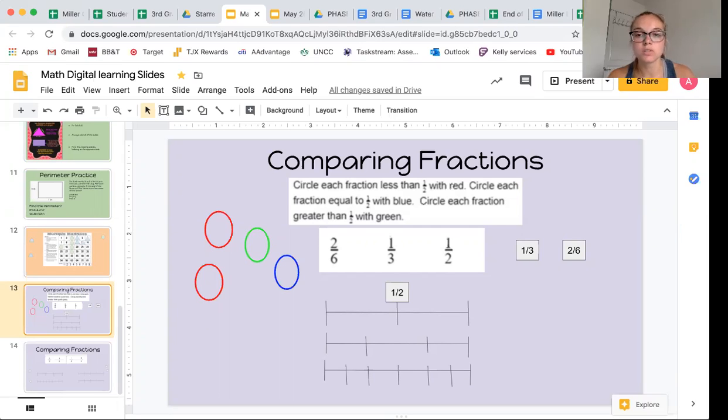So for this first one, I'm going to do a couple with you, and then you have them on your slides to practice on your own. And you can use a crayon or a colored pencil, whatever you might have.